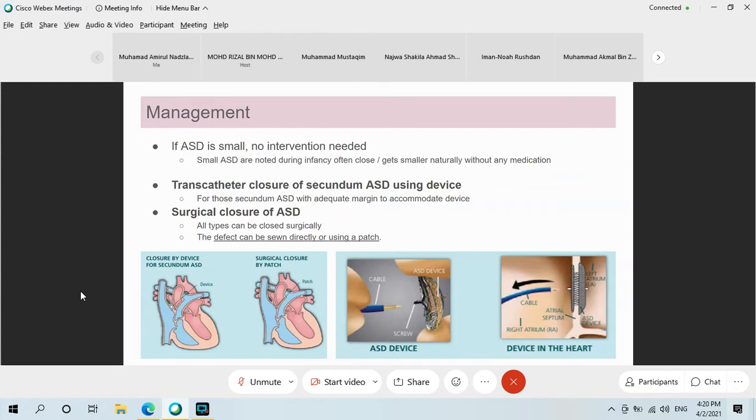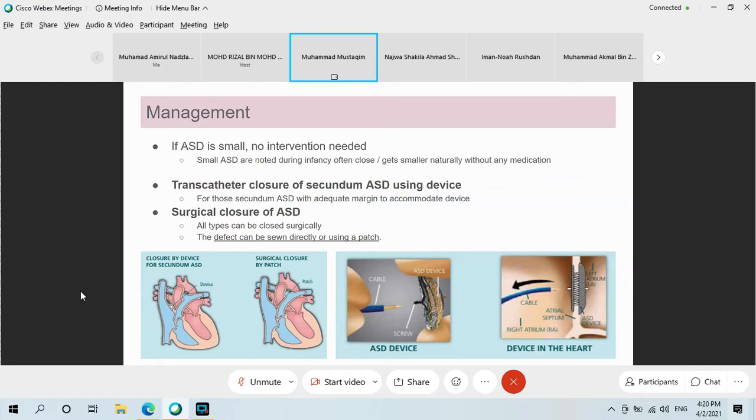So this is the management of ASD. If the ASD is small, no intervention is needed because it may close later in life. If it is medium or large size, we can undergo transcatheter closure. Transcatheter closure basically uses an umbrella-shaped structure that will go to that hole, and then it will close that hole.